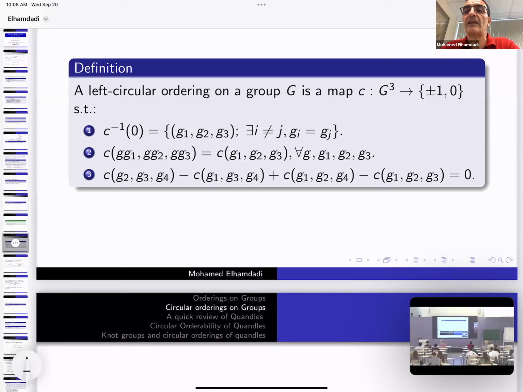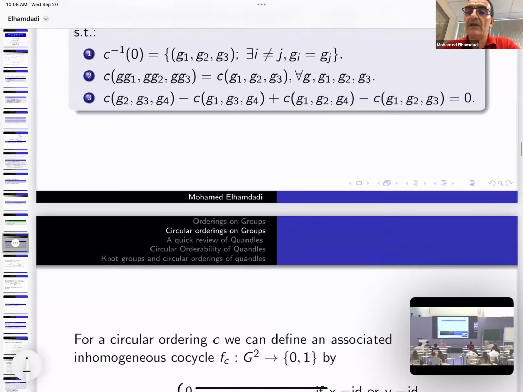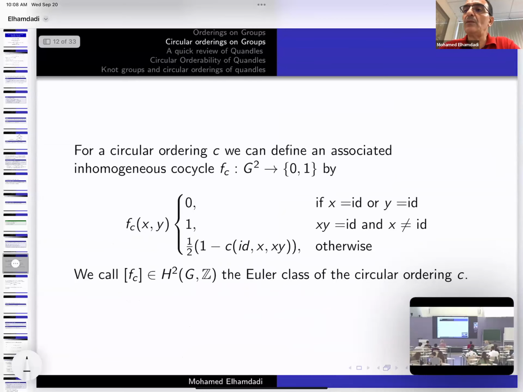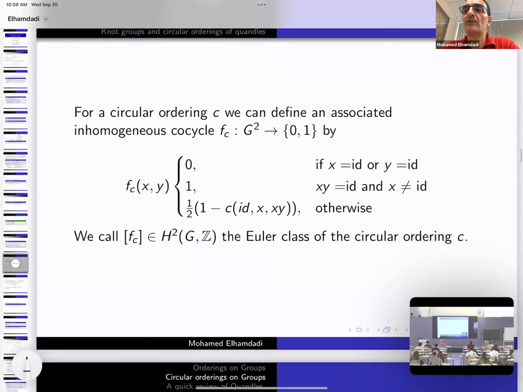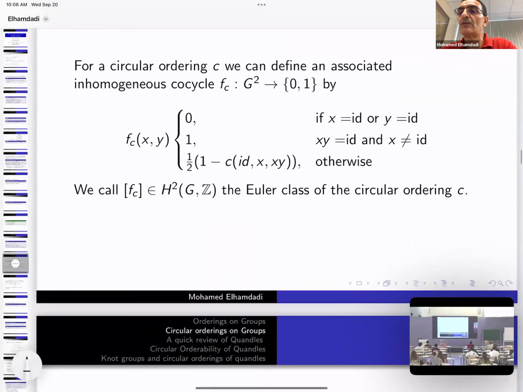Here, if you just take the quadruple g1, g2, g3, g4, and as we do in simplicial homology, you remove one each time and you alternate. For a circular ordering, we can define an associated inhomogeneous cocycle given by this formula. And it is called the Euler class of the circular ordering C.